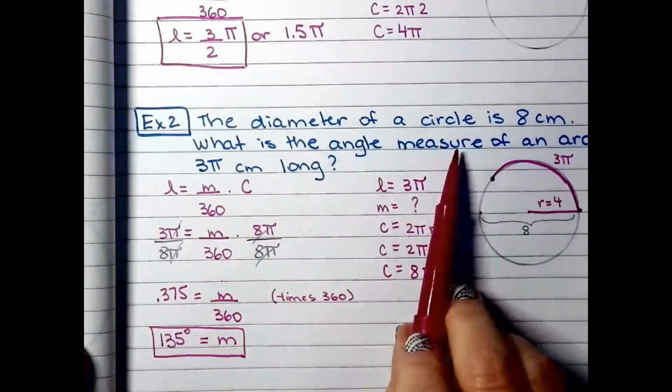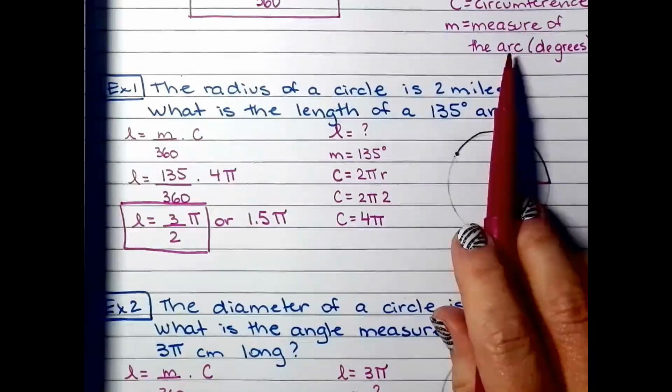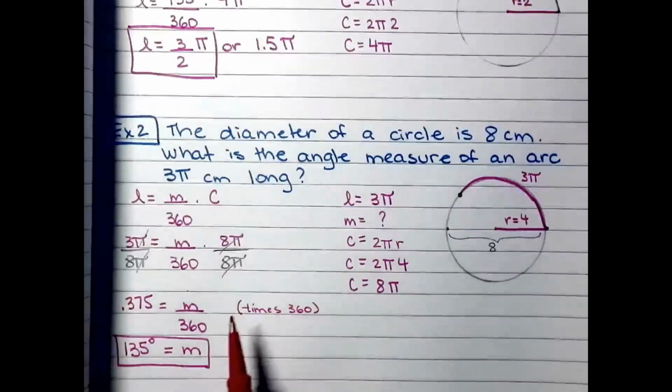What is the angle measure? Angle measure, it's the measure of an arc in degrees. That's what we got. That's all I have for you.